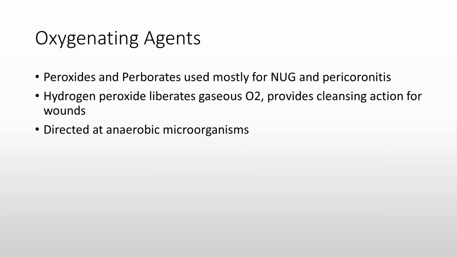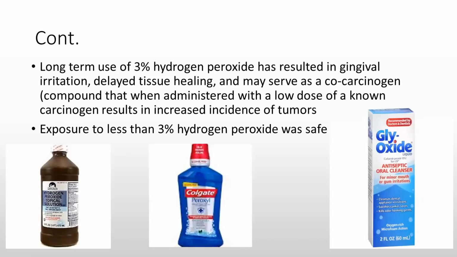Oxygenating agents, those are your peroxides or perborates that are mostly used for your pericoronitis and your necrotizing diseases. Hydrogen peroxide liberates oxygen, gaseous oxygen, providing a cleansing action for wounds. And it's directed at the anaerobic microorganisms. But long-term use of the 3% hydrogen peroxide has resulted in gingival inflammation. It's shown delayed tissue healing and may serve as a co-carcinogen.